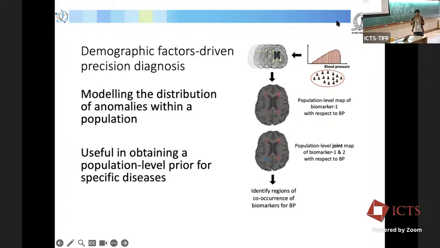So in other words, can we say if the 51st patient walks up with hypertension, we need to know where to look in the brain for these lesions. Can we get that information from this map?